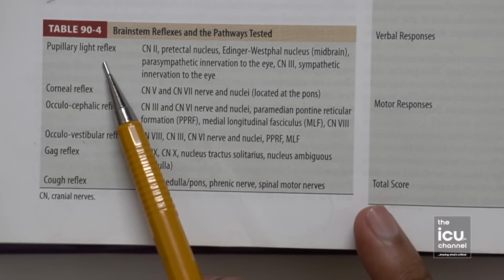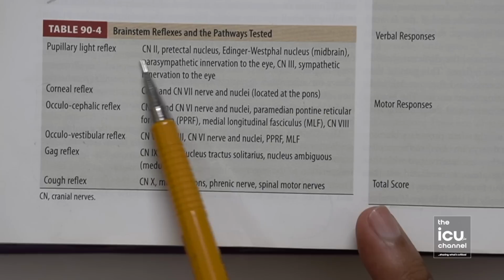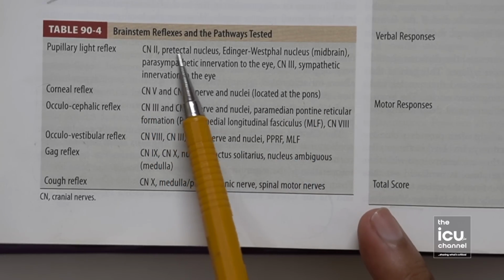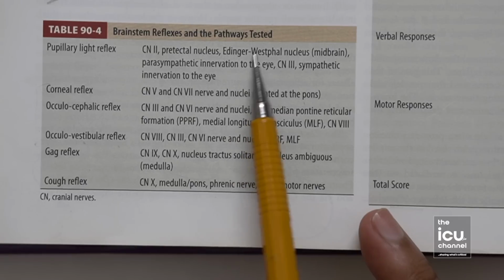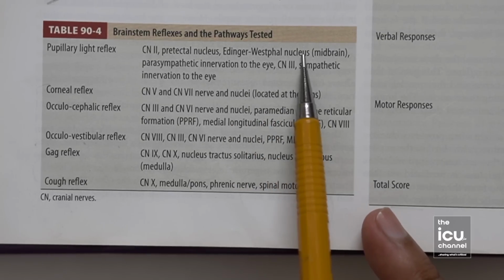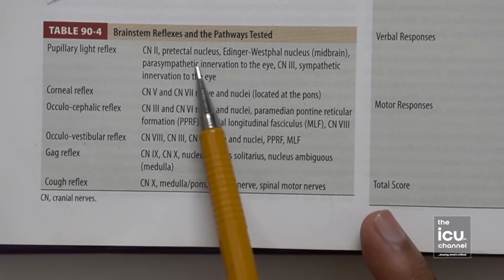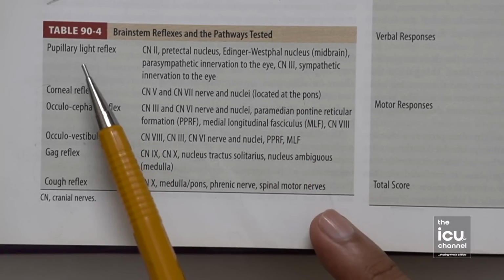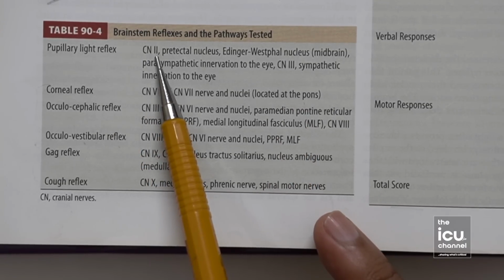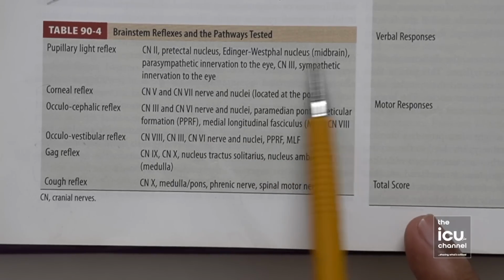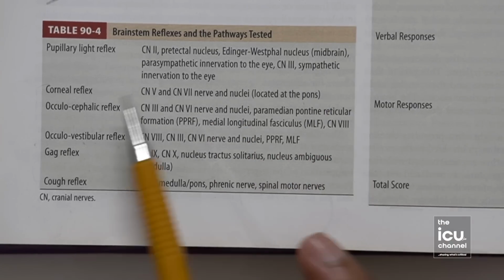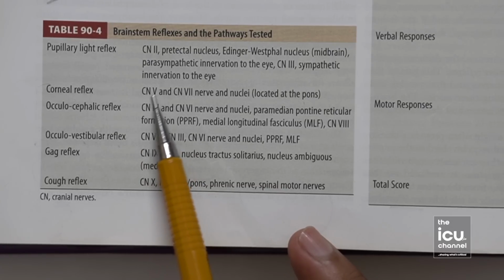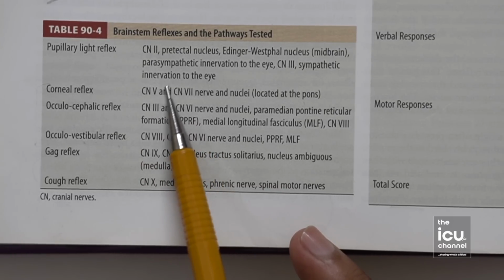So pupillary light reflex: what we are testing is cranial nerve 2 and cranial nerve 3. Via cranial nerve 2, the signal reaches the pretectal nucleus and then the Edinger-Westphal nucleus in the midbrain, and through parasympathetic innervation via the third nerve, it constricts the pupils. So pupillary light reflex is testing cranial nerve 2 and cranial nerve 3, and essentially we are testing the midbrain.